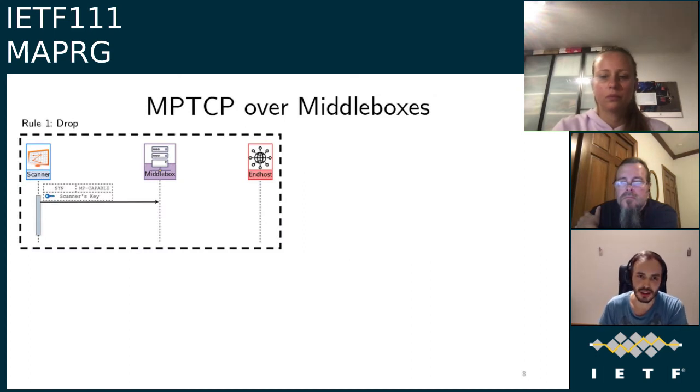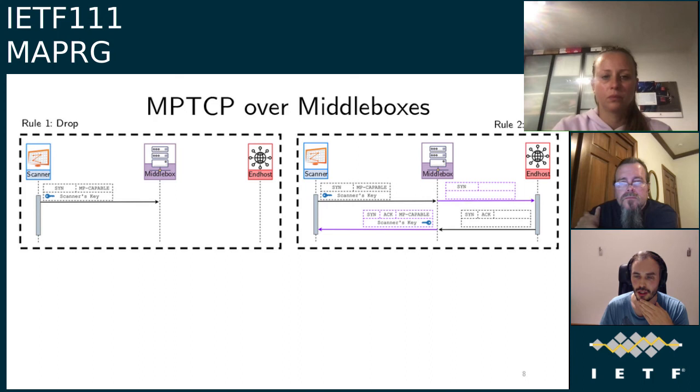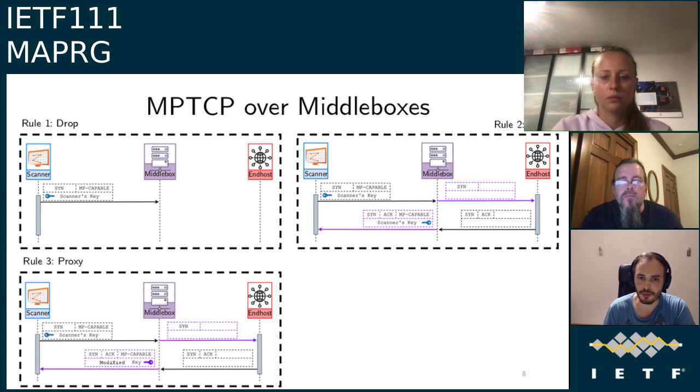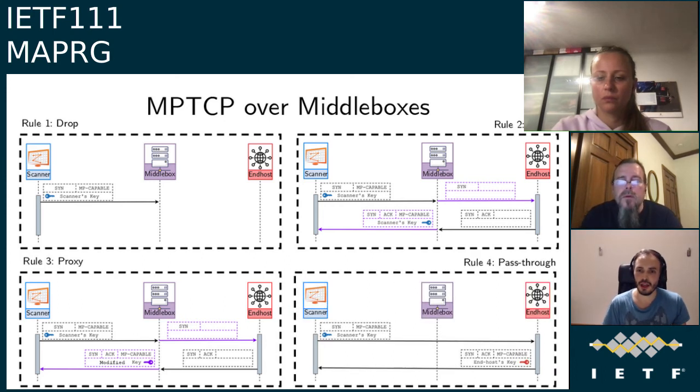In order to understand that, we looked at what kind of middlebox interference can happen when establishing an MPTCP connection. Well, the first, most basic case is that a middlebox just drops the MPTCP connection. The second case would be that the middlebox mirrors the scanner's key, so that the key that we send is basically mirrored by the middlebox and not chosen at random. The third thing that can happen is that the middlebox acts as a real proxy, so using its own random key in the response. And the fourth way would just act as a pass-through, which is kind of difficult to detect if done properly.